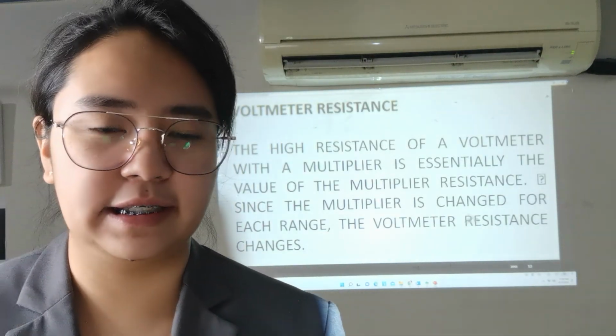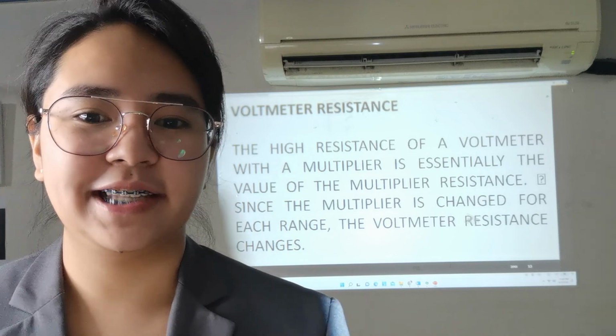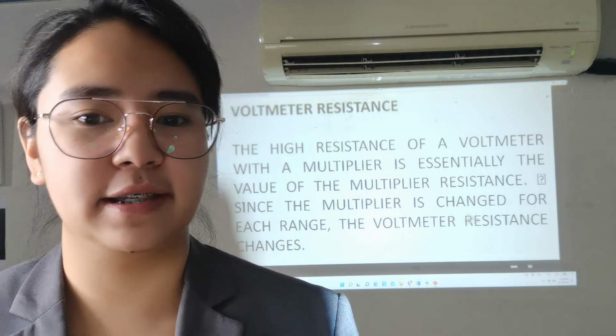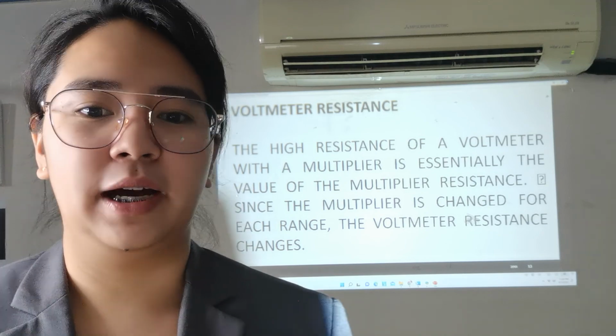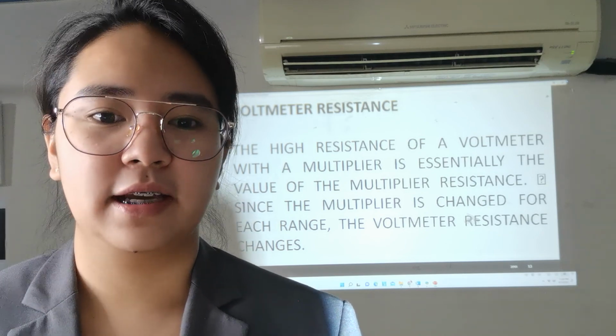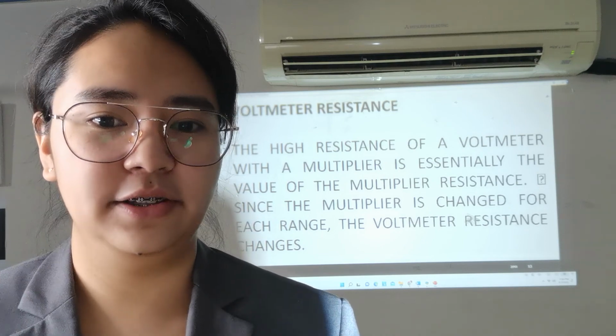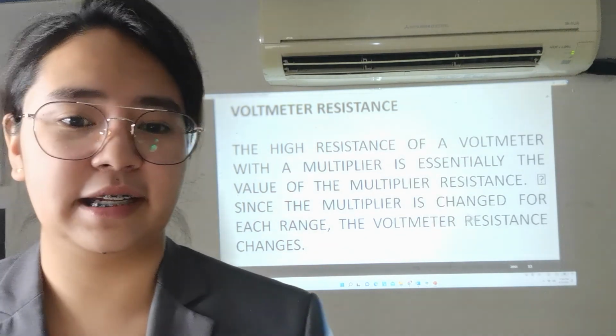Voltmeter resistance. The high resistance of a voltmeter with the multiplier is essentially the value of the multiplier resistance. Since the multiplier is changed for each range, the voltmeter resistance changes.